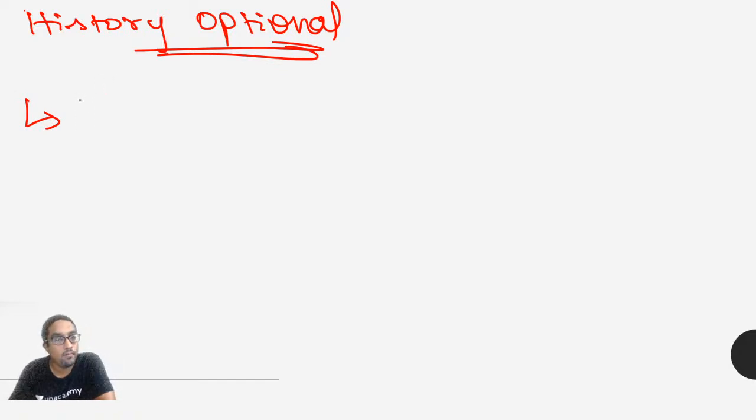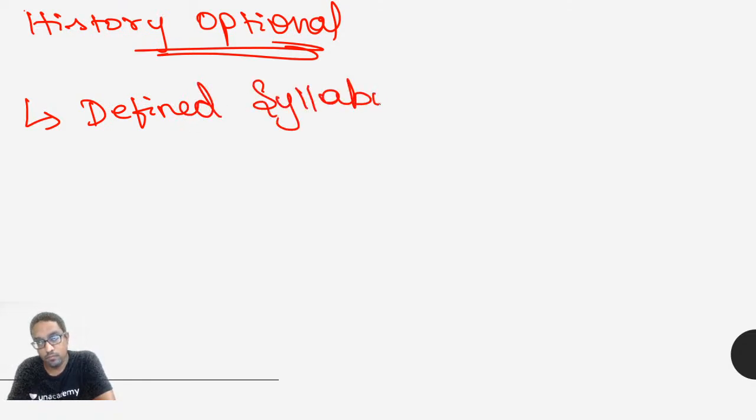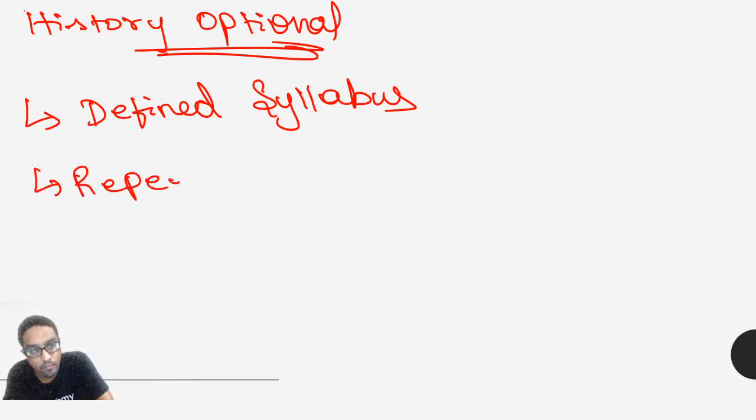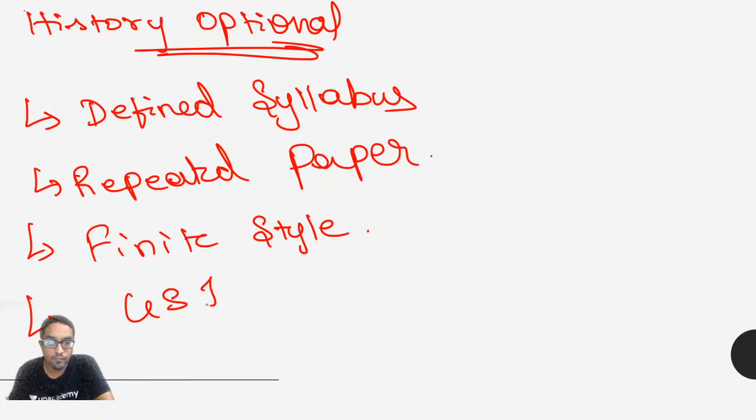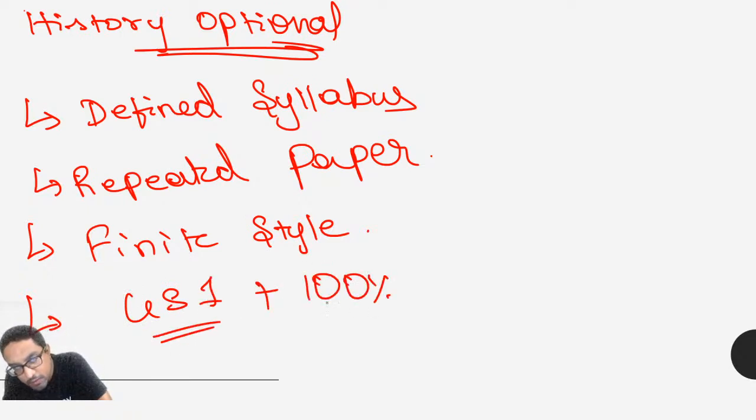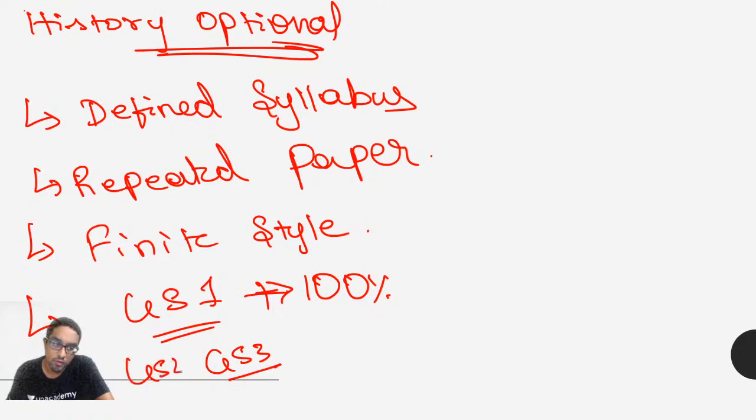This I teach. Number one, it has a very defined syllabus. It is a completely repeated paper, with a lot of repeated questions. Finite time. And most scoring for your GS1, because it is 100% GS1. Plus also your parts in GS3, GS2. Administration and economy, maybe you get a lot of overlap.